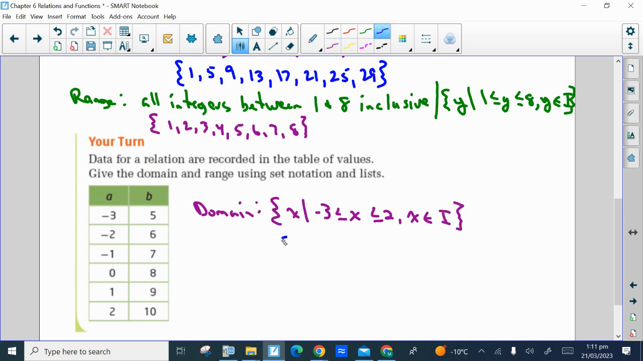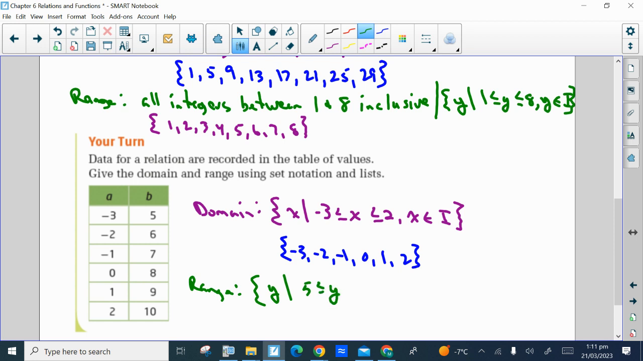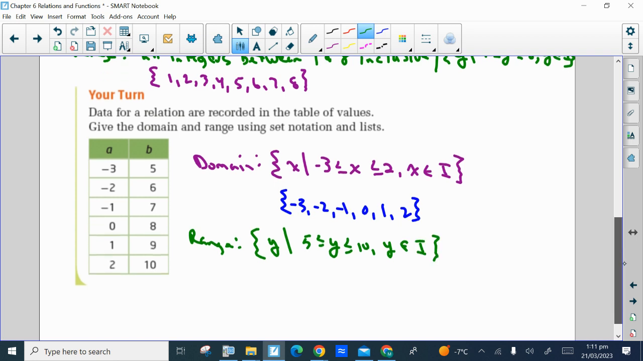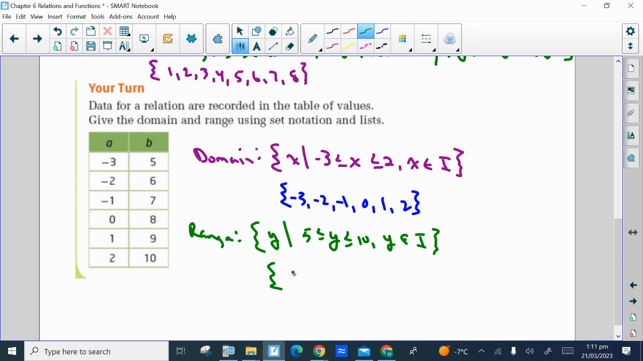As a list, we just write them out. And then for our range, again, we are allowed to use set notation because they are consecutive integers, one after the other. The difference, though, is that we're using the variable y. Y is greater than or equal to 5, less than or equal to 10, and again, y is an element of integers. As a list, we just list them.